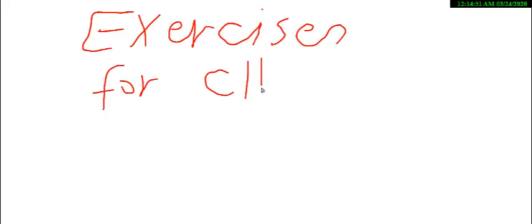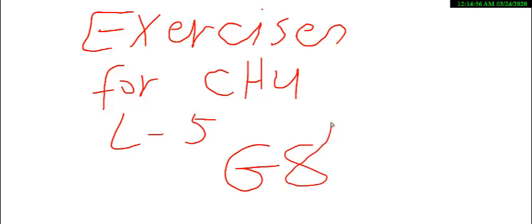Today inshallah we are going to talk about some exercises for chapter 4 lesson 5, which is called the isosceles and equilateral triangle for grade 8 geometry. We had the previous video for this session, which is the explanation. Today we are going to take some exercises to cover what we had. Exercises for chapter 4 lesson 5 grade 8.